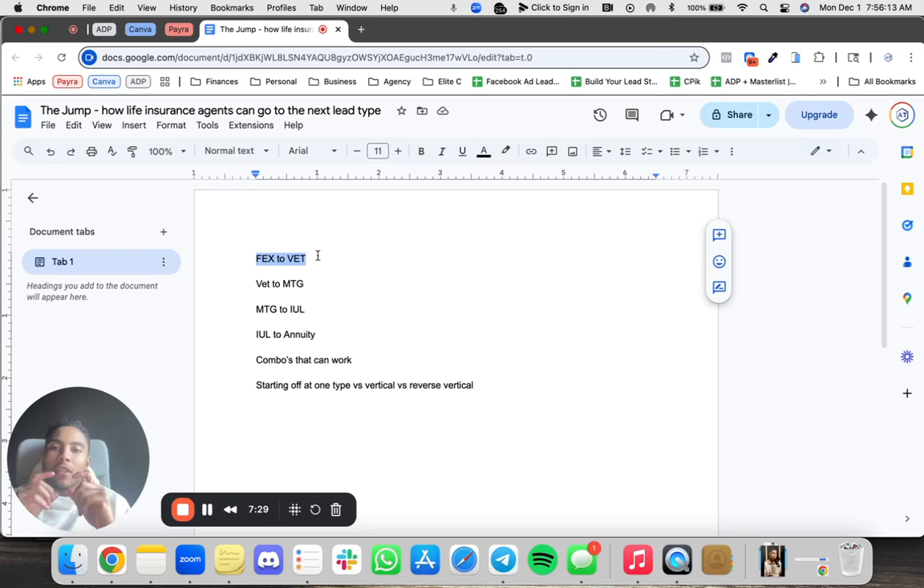So understand this. Final expense is like the bread and butter. It's like the starter pack. But I think people understand that final expense is a starter pack because it's super simple to sell. Let me take that back. It's super easy to sell. It's also very simple.